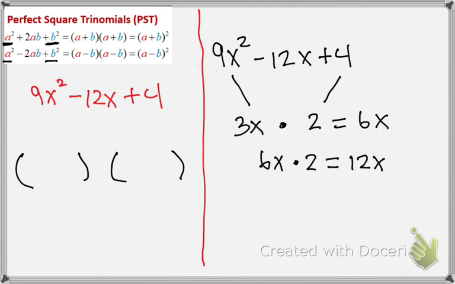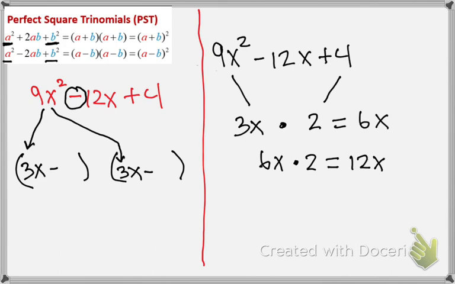Alrighty, now that my parentheses are created, I'm going to take the square root of this first term and place it inside of both parentheses. So the square root of the first term is going to go here, and the square root is going to go here. So let's do that. That's 3x. Now, interestingly enough, you see this negative 12x here? We're going to take the sign of the second term, always, for perfect square trinomials. Just take the sign of the second term and place it in both parentheses.